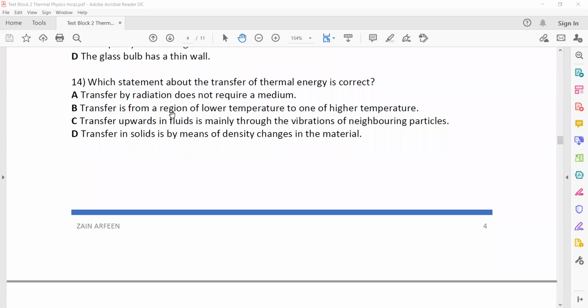Which statement about the transfer of thermal energy is correct? So how can thermal energy be transferred? A: Transfer by radiation does not require a medium. That's true. Transfer is from a region of lower temperature to higher. That's wrong. Heat energy always transfers from higher temperature to lower temperature. Transfer upward in a fluid mainly through vibration of neighboring molecules, not vibration. It is by actual movement of the particles in a fluid. Transfer in solid by means of density change. That density change is convection, but in solids it happens as conduction. So A is the right answer.